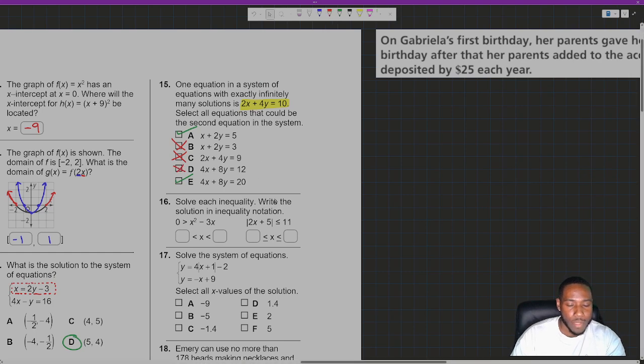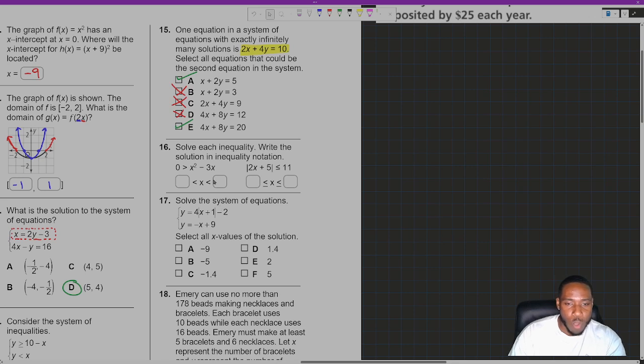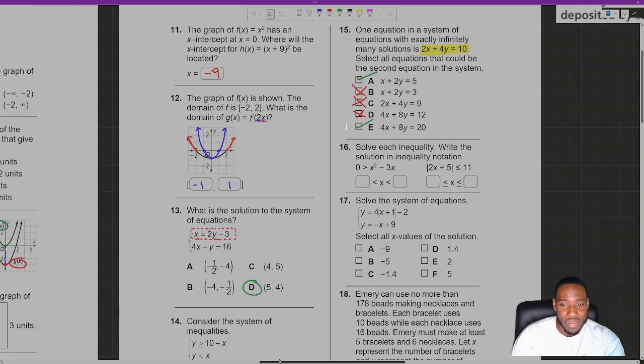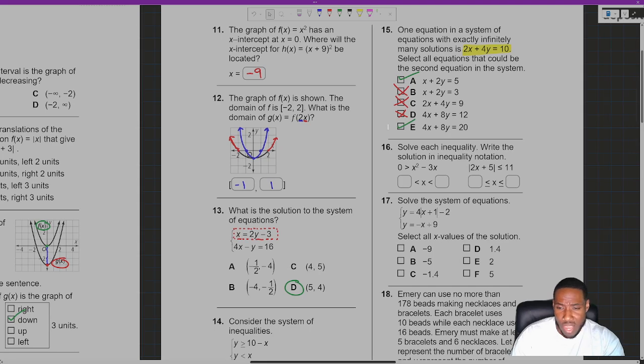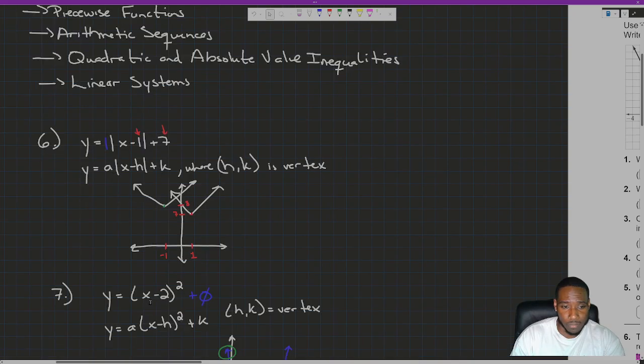Okay. Number 16 asks us to solve each inequality. We have to write the solution in inequality notation. We're going to use every shortcut possible to us to make this as simple as possible. Let's go ahead and solve these quadratic and absolute value inequalities. First one says x squared minus 3x is less than 0, or 0 is greater than x squared minus 3x.